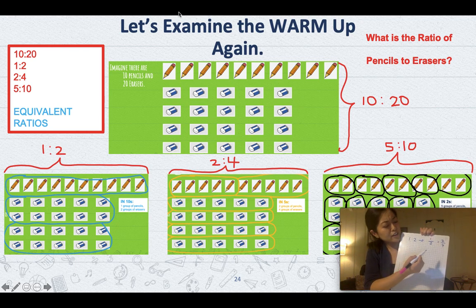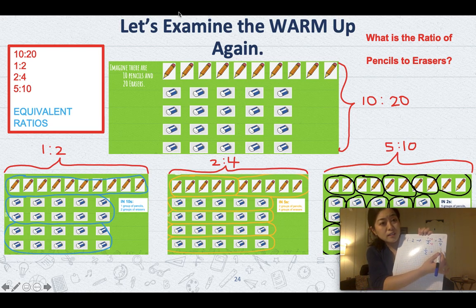It is. I can multiply it by a common factor. I can multiply the numerator by 2 and the denominator by 2 to get 2/4. So 1 to 2 is equivalent to 2 to 4. Let's try another one. Okay, I'm going to do 1 to 2.